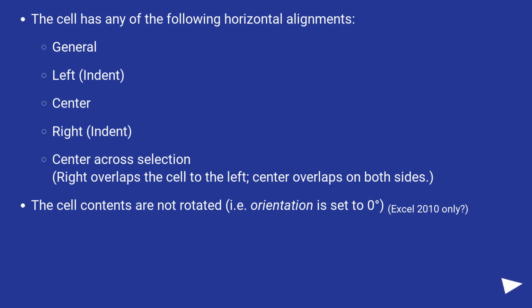The cell has any of the following horizontal alignments: general, left indent, center, right indent, center across selection. Right overlaps the cell to the left, center overlaps on both sides. The cell contents are not rotated, i.e. orientation is set to 0 degrees, Excel 2010 only.